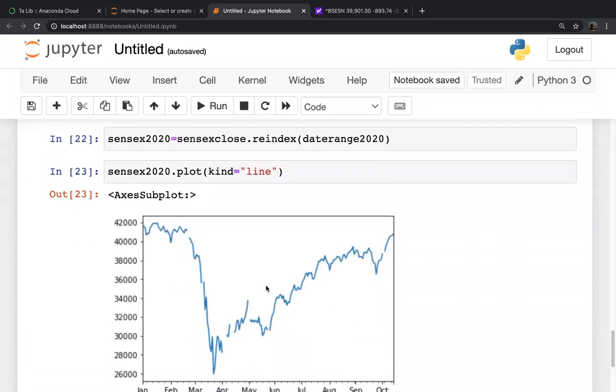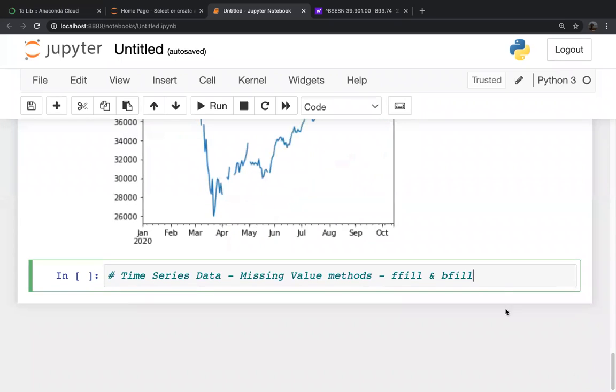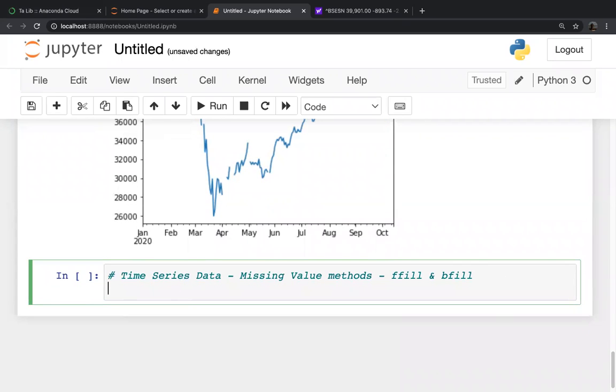So if you look at the data, we have gaps, right? So we have to fill those with the values. So what I am doing is Sensex close is equal to, we'll fill all the things, Sensex close dot fillna in brackets, method is equal to single quote ffill.